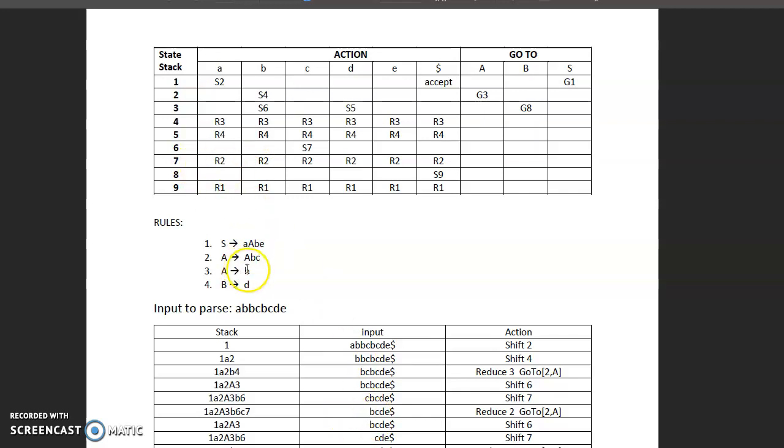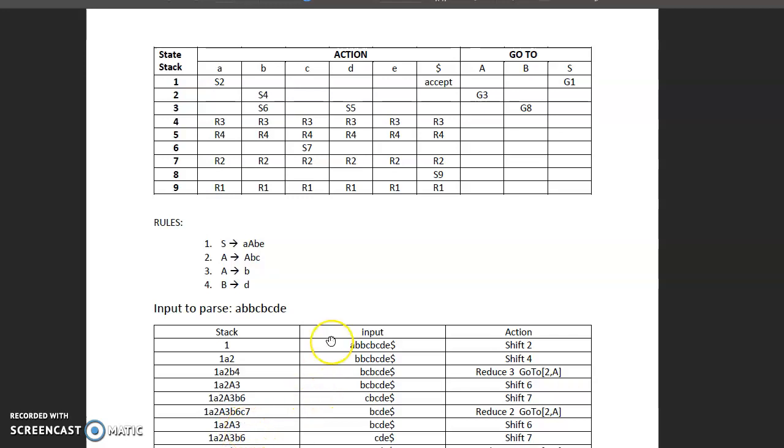Our rule for reducing 2, here's our handle, ABC, turns into capital A. Because we're doing left-to-right parsing, everything found to the right of this A must go away until we reach our handle, which is ABC. So here's our A, there's our B, and here's our C. Everything is going to turn into one capital A, which we have here. Then we have 2A, which will tell us to go to the goto table and find what's next. So 2A gives us goto 3. There's our 2A and there's our 3.